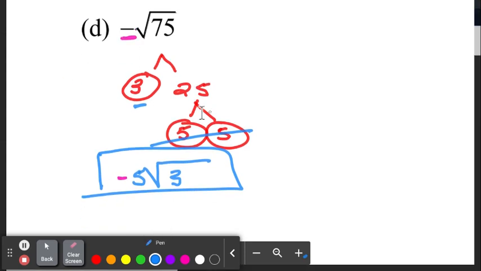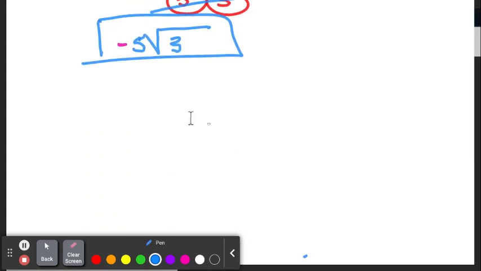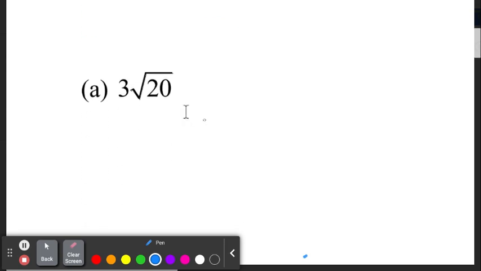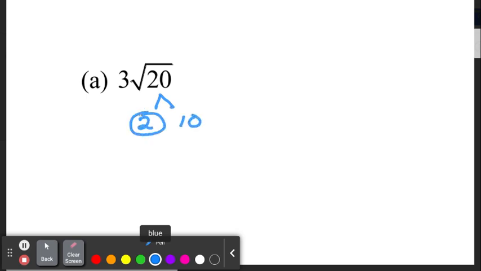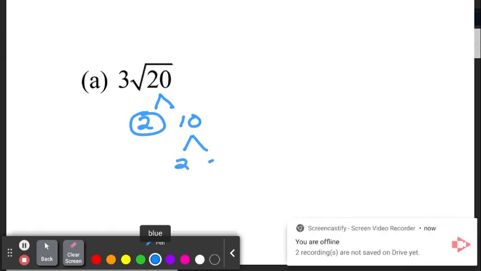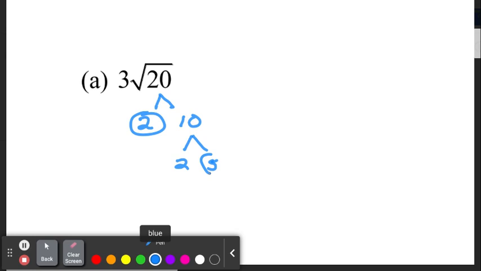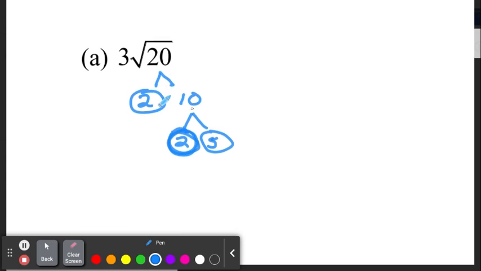Now let's look down at the other letter A. So we have this 3 hanging out here. All right, I'm going to leave that for now. Let's just focus on this 20. Okay, I know 2 times 10 is 20. 10's not a prime number, so I circle it. And then I have 2 times 5, and those are prime numbers. I'm trying to circle the 2, and it's not letting me. Okay, well, those are supposed to be circled. There you go.